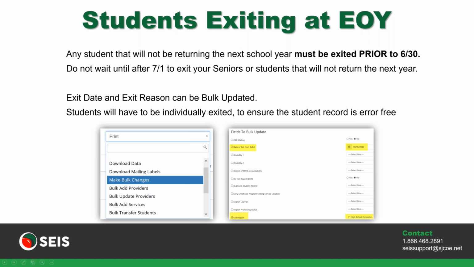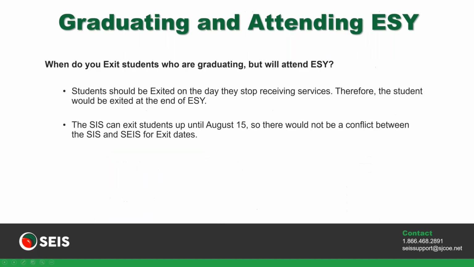to those student records. The next question that comes after this is, well, what if the student is graduating, but they're going to receive ESY services? When should we exit those records? You always want to exit the record when the student is actually exiting special education. You're not going to want to exit them on June 15th, but they're going to continue to receive services until July 15th. So therefore, the student would be exited at the end of ESY.